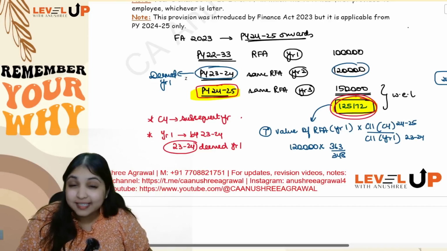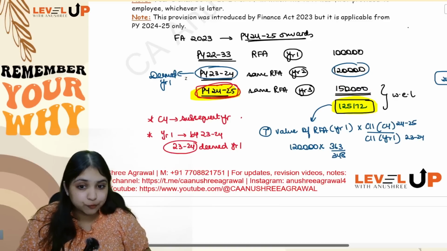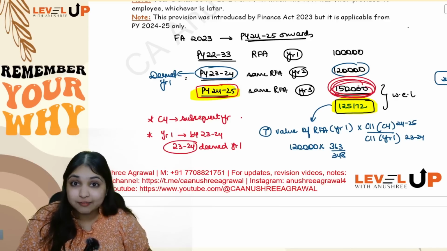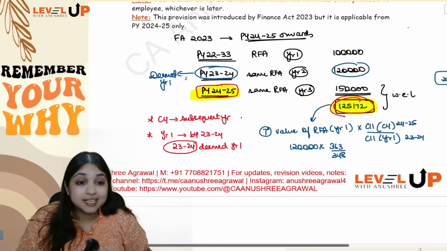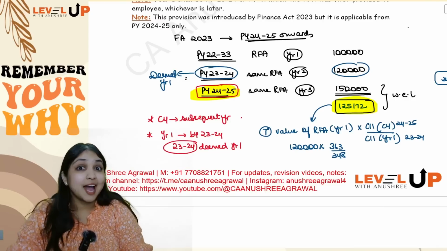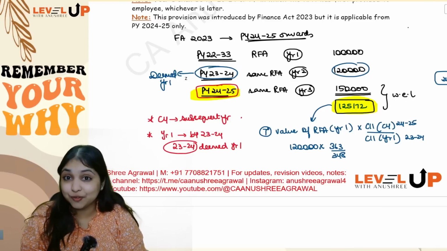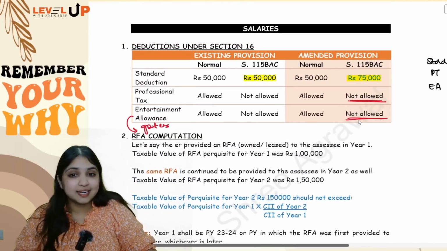See what indexed number you are getting. Whatever you calculated as taxable value for 24-25, 1,50,000, this or this indexed number, whichever is lesser, that only will be your taxable value of RFA perquisite. And please remember, this discussion is only for RFA and not for other perquisites. So this is it with your salaries head discussion.